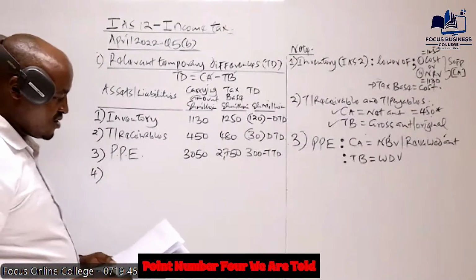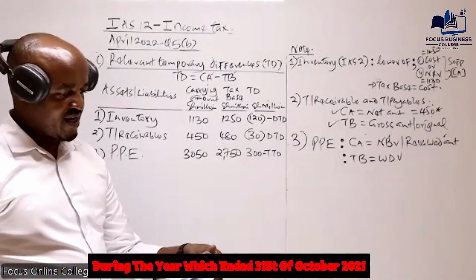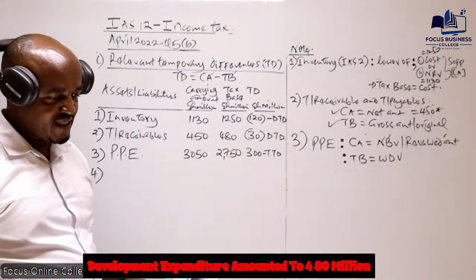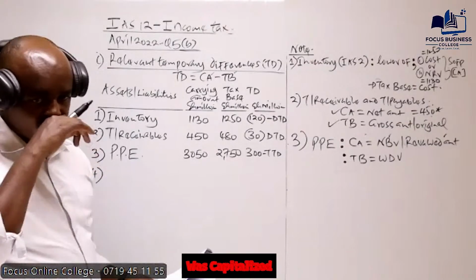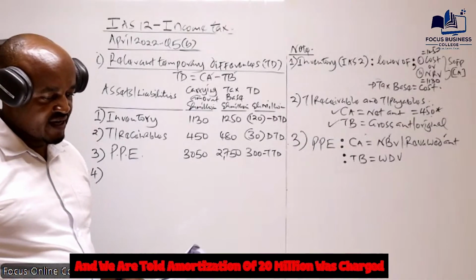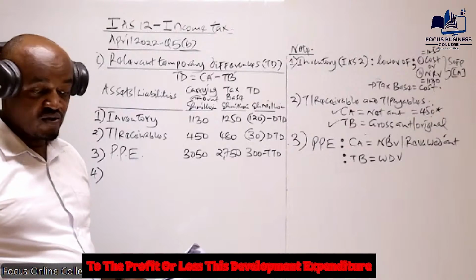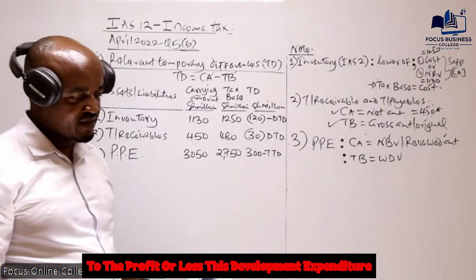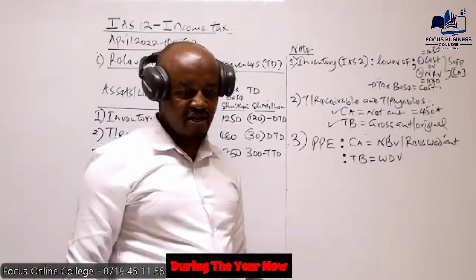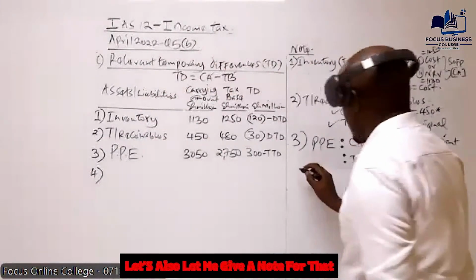Point number 4, we are told during the year which ended 31st of October 2021, development expenditure amounted to 480 million and was capitalized, and we are told amortization of 20 million was charged to profit or loss. This development expenditure was allowed for tax purpose in full during the year. Now, let me also give a note for that.